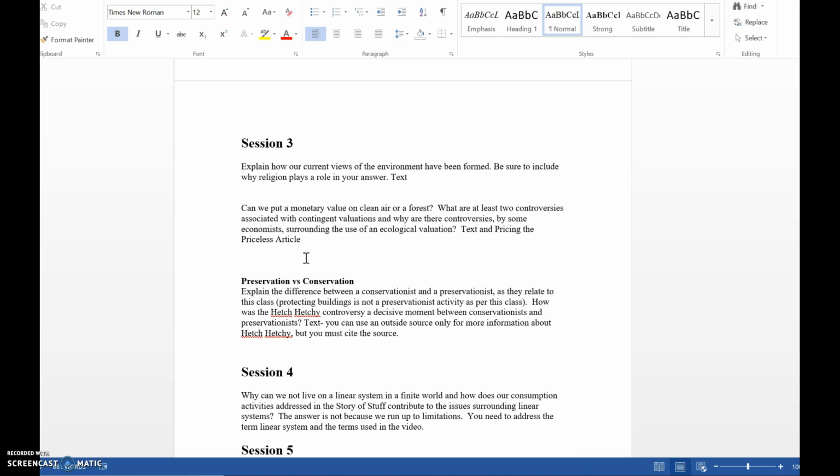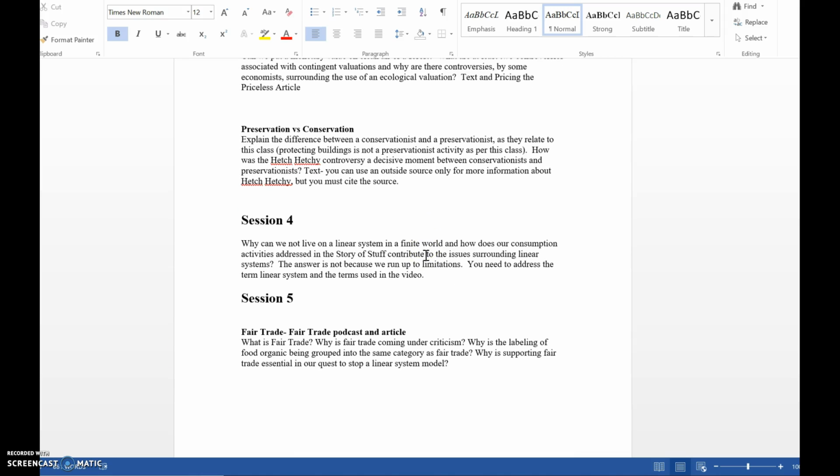And the Pricing and Priceless article, I tell you where you can find the stuff, so you should be all right. Explain the difference between conservationists and preservationists as they relate to this class, and I point out my example. How is the Hetch-Hetchy controversy a decisive moment between conservationists and preservationists? There's a blurb in the textbook, but you can also use an outside source for more information.